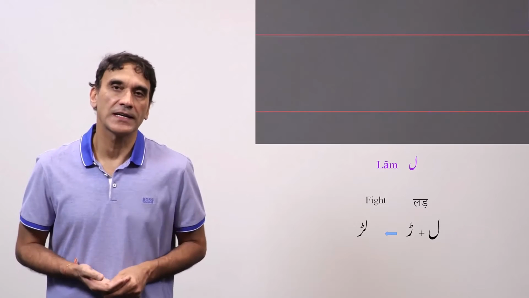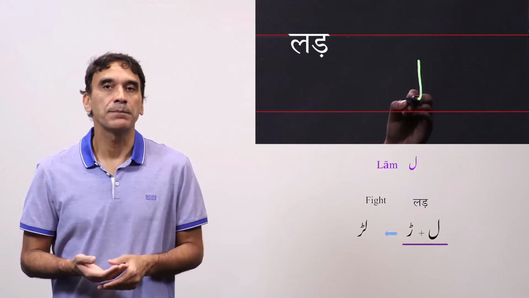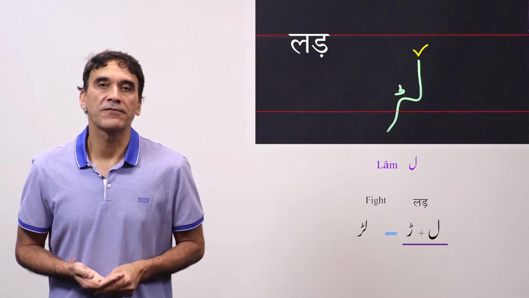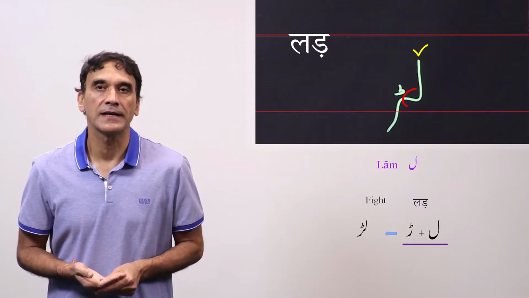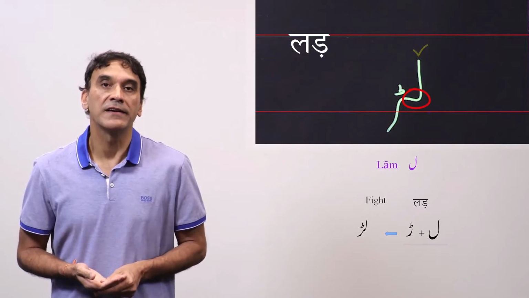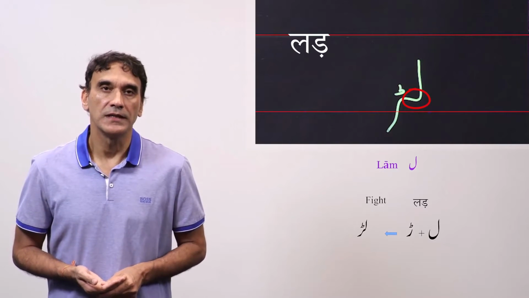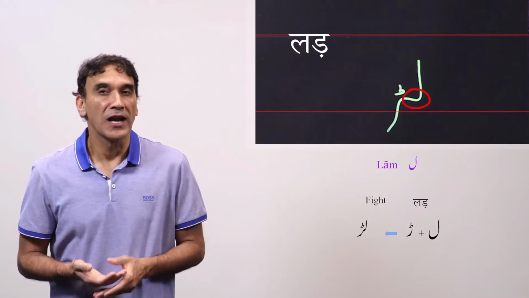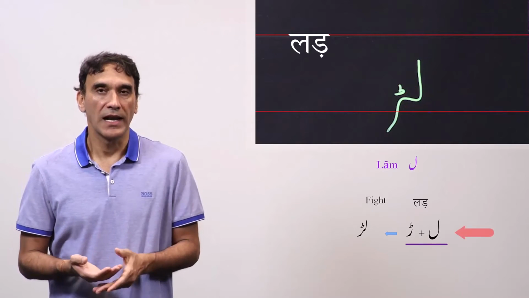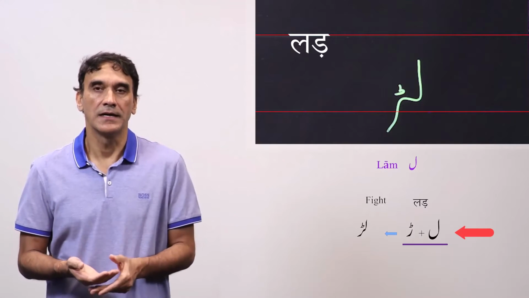The first word is lad, meaning fight. It is the root of the verb ladna, to fight. The spelling is Lām plus re, lad. Here Lām takes the initial form because it is the first letter and it is connected to re, and re takes the final form. The letter re is connected to the lower part of Lām. So Lām plus re, lad.